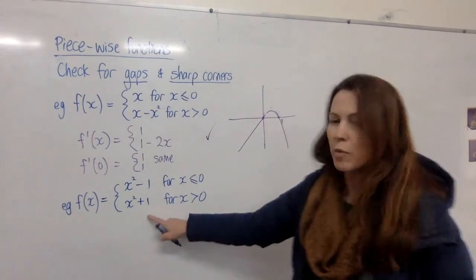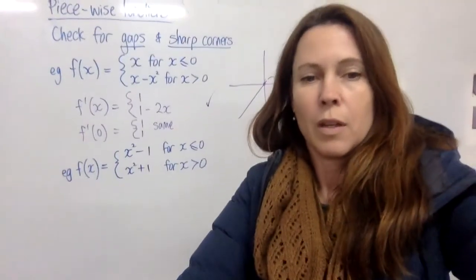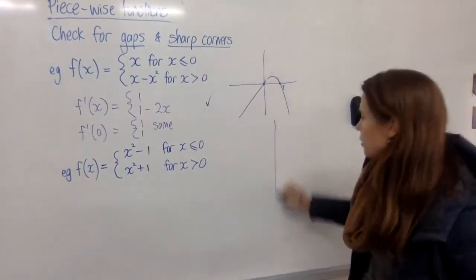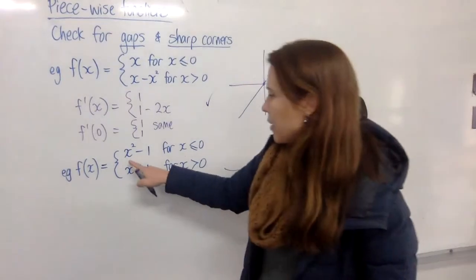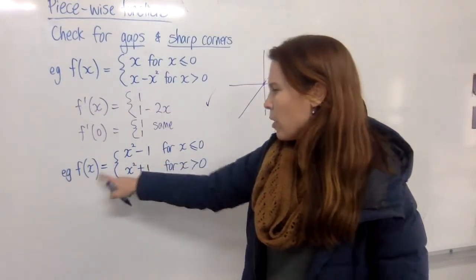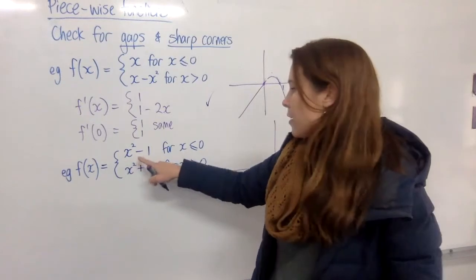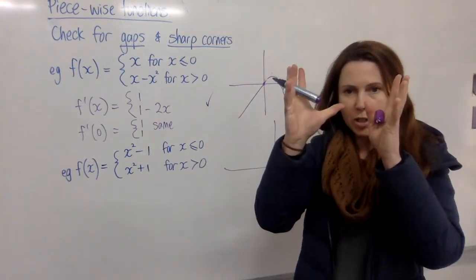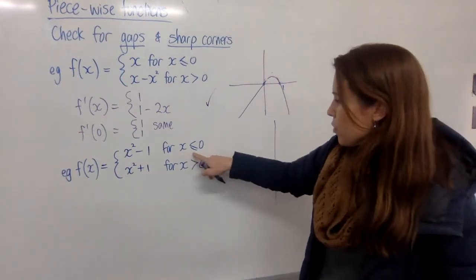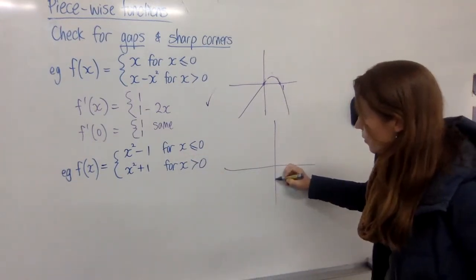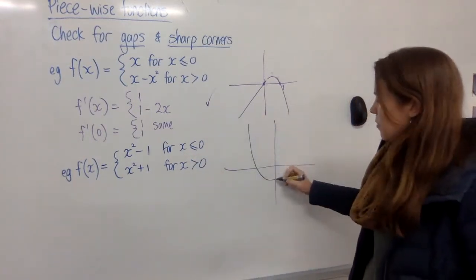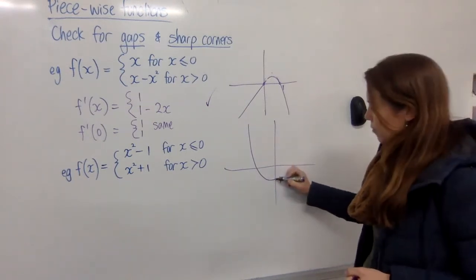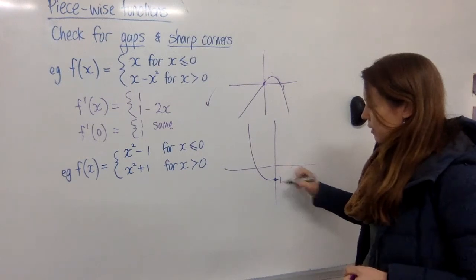If I look at an example more like this one, I've got to check for gaps and sharp corners. A great strategy is to draw it. So drawing this one, I have x squared minus 1. y equals x squared is a parabola, and if I drop it down 1, it will look like a parabola that's just been shifted down 1. That's for all the negative values of x. So it'd be something like this. And it's been dropped down 1, so it's going through -1, and it includes that point, (0, -1).